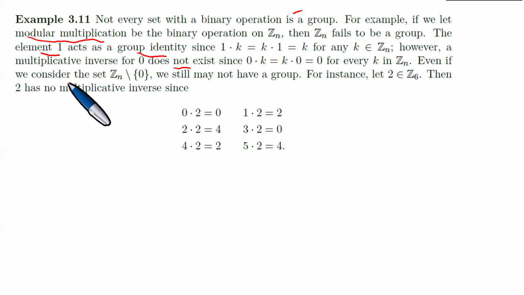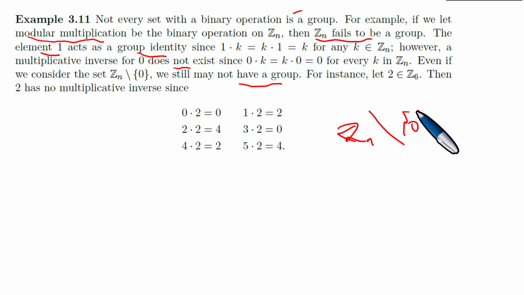Even if we consider the set Zn and we remove 0, we still may not have a group. Zn fails to be a group in many instances under multiplication. So if you take Zn and you remove 0, we still may not have a group. For instance, if you take 2 in Z6, then 2 has no multiplicative inverse.